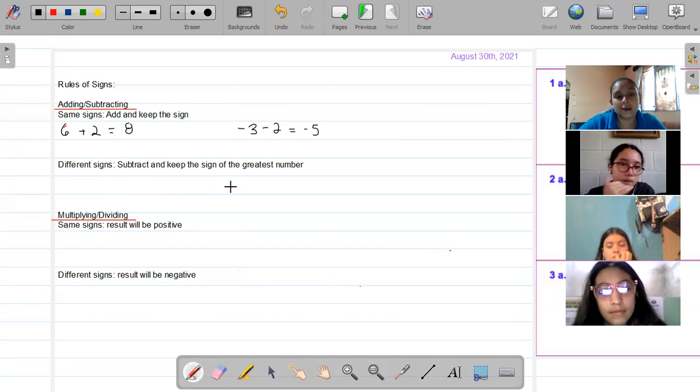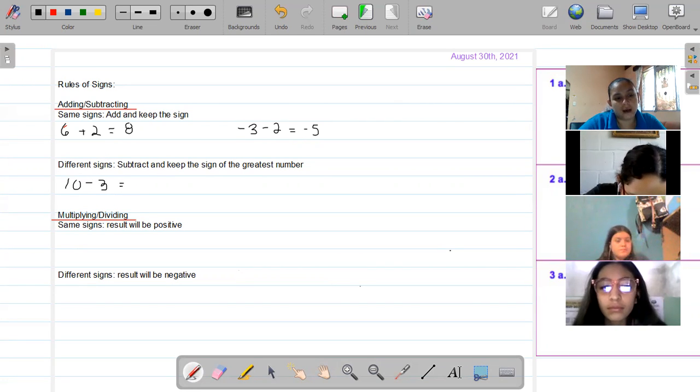Now, different signs, you subtract and you keep the sign of the greatest number. They showed us in elementary that if we have, for example, 10 minus 3, that will give us how much?